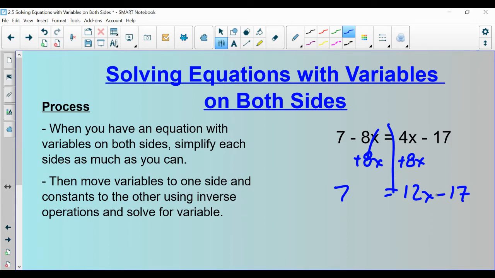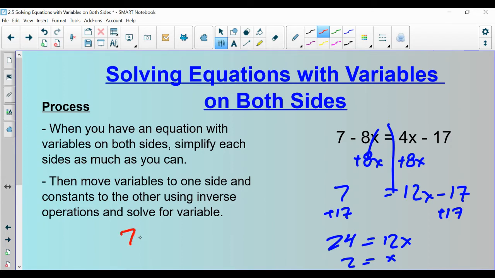Now we have to bring the constant to the other side, right? We want x on one side and the thing without an x on the other. So we're going to add 17. We get 24 is equal to 12x, so x is equal to 2. So that was one option for us to do. We could have added the 8x to both sides.